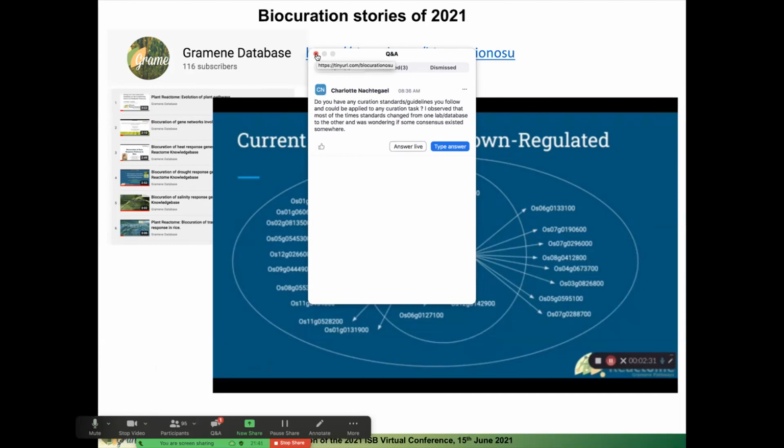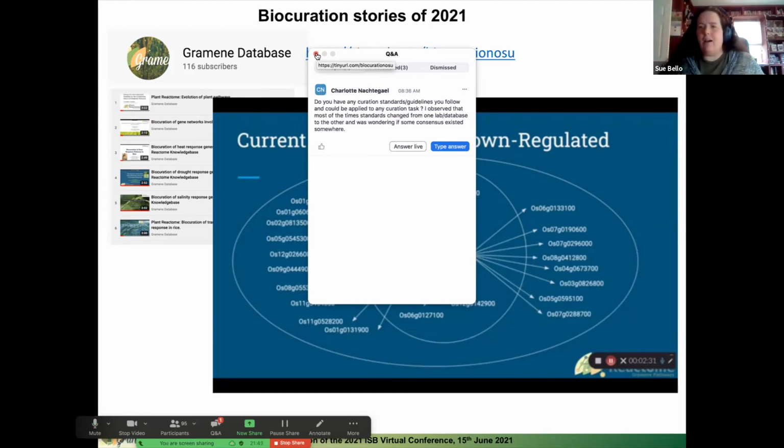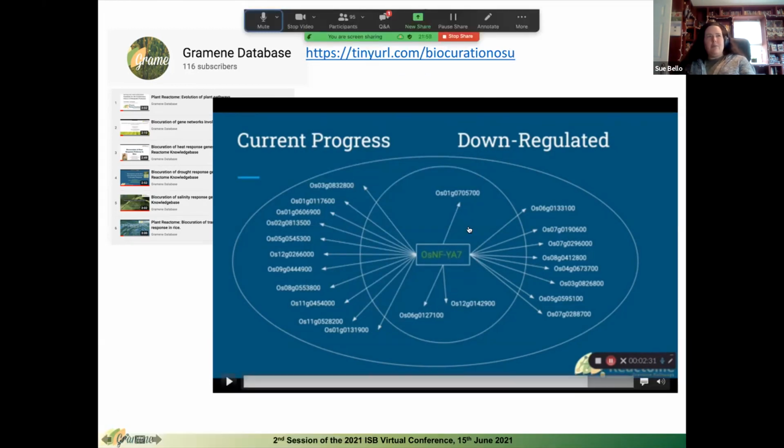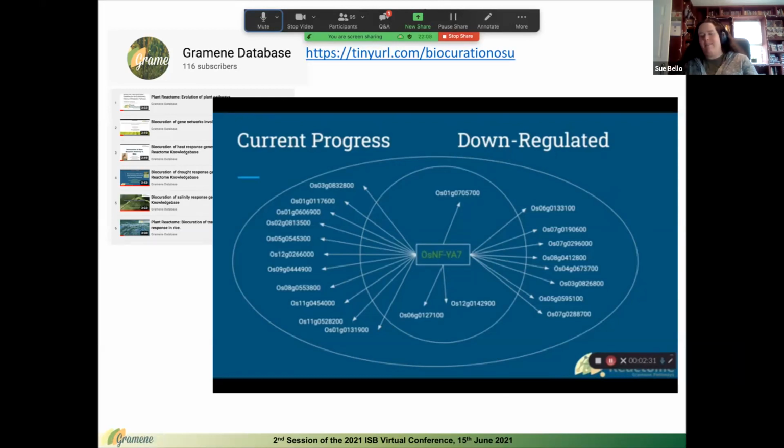Yes, so thank you very much for that interesting talk, Sushma. There's one question in the chat, which is asking about whether you have any curation standards or guidelines that you follow that could be applied to any curation task. This is from Charlotte, and I've observed most of the time standards change from lab to lab, database to database, and was wondering if some consensus existed somewhere.